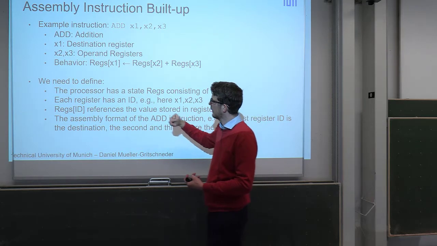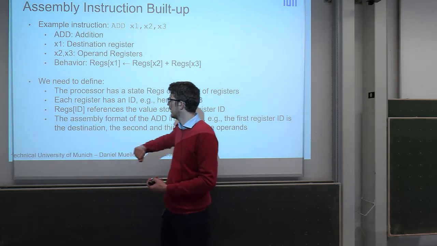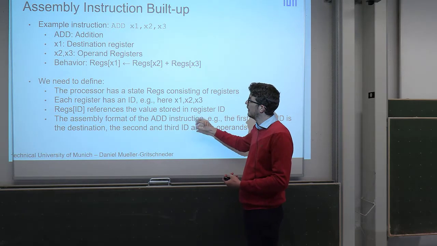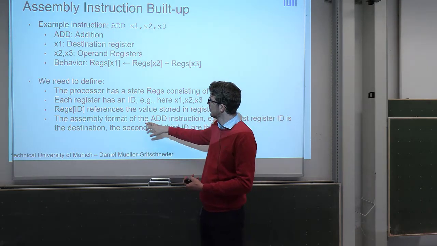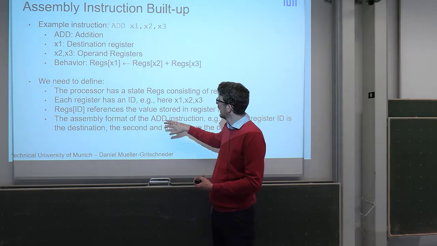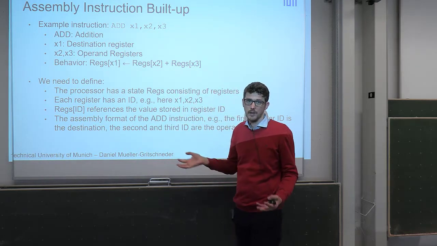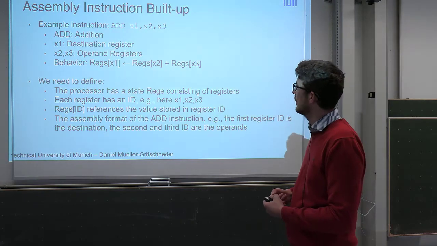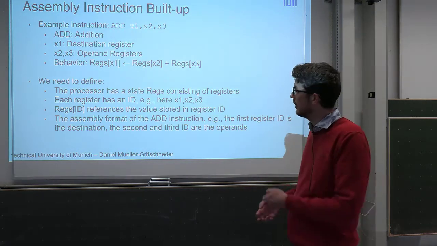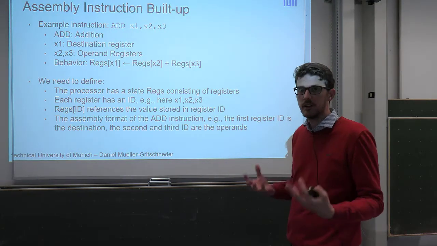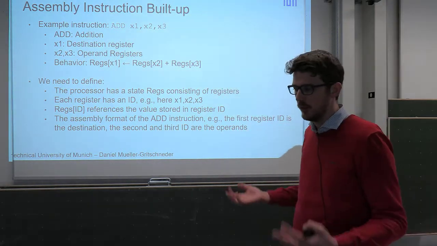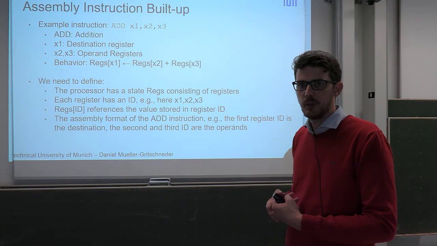We have to access the values, so we have to know they are located in this register file. And then we have to know that for an addition we use the add keyword, and that the first parameter is the destination and the other two are the operands. All these things needed to specify this instruction you find in the so-called architectural reference manual, which is a description of the ISA of your processor.